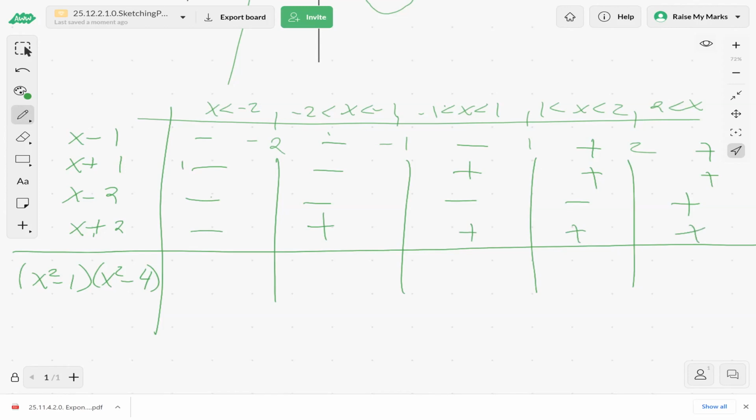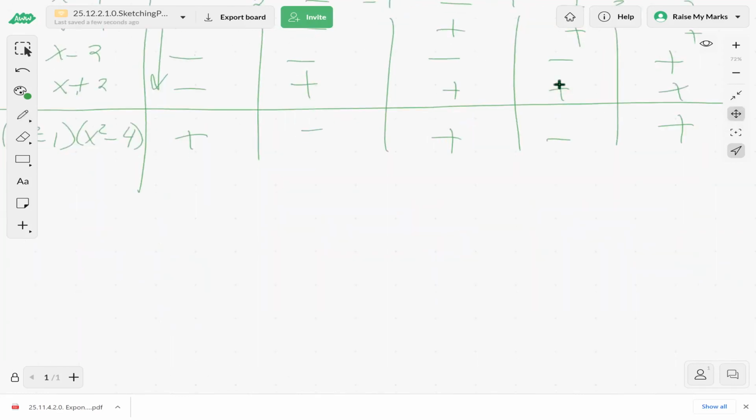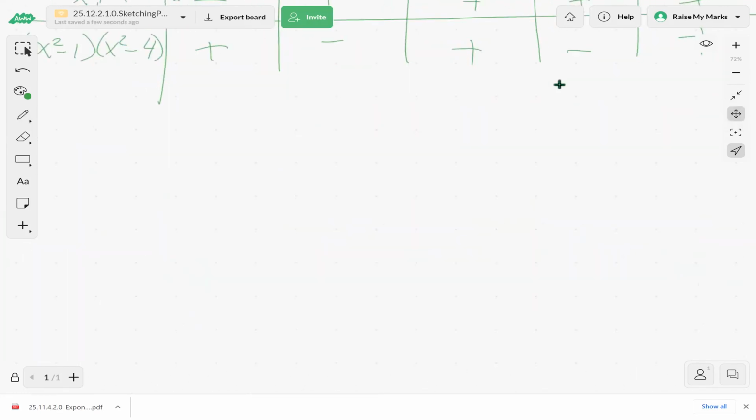So now we're going to go down the columns and take the product of all the factors and all the signs. So 4 negatives gives us a positive, 3 negatives, a negative, 2 negatives, a positive, 1 negative, a negative, and finally all positive is positive. So now we know which intervals our function is positive or negative. Now we're going to put all of this together. Let's do this below and draw our graph.